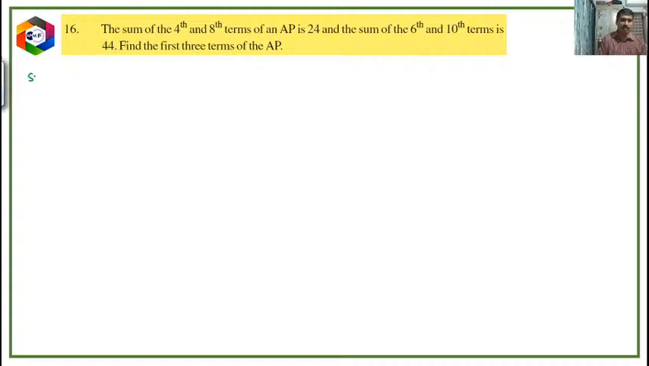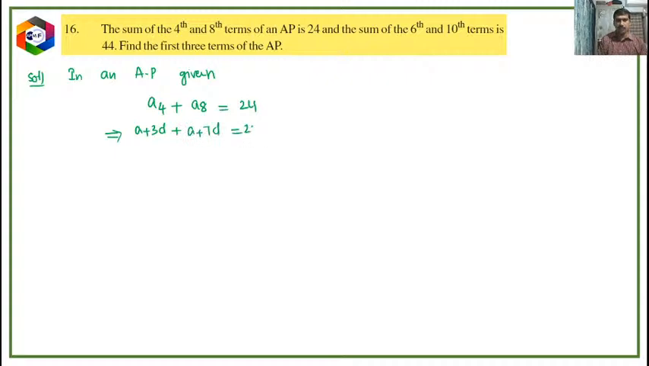We will make use of the same idea. In an AP, what is given? The sum of A4 and A8, that means A4 plus A8. This is an arithmetic progression, and the sum means plus. These two terms A4 and A8 equal 24. As we know, the 4th term A4 is A plus 3D, and the 8th term A8 is A plus 7D, which is equal to 24.